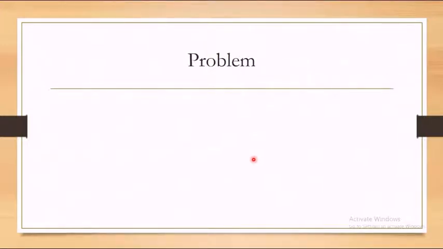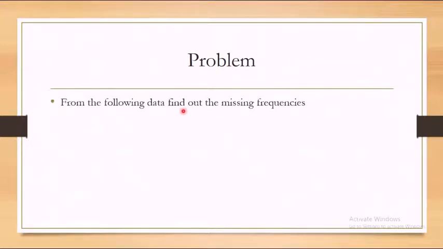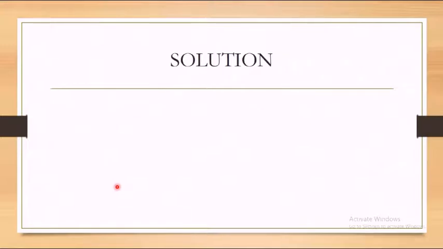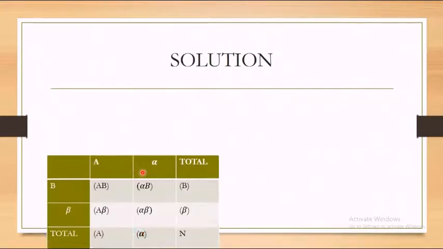So we are moving to a problem now. From the following data, you have to find out the missing frequencies. You are given the number of AB, which is equal to 100, A is 300, capital N, that is the total frequency, is 1000, and the number of B is 600. So let's have a look at the solution.